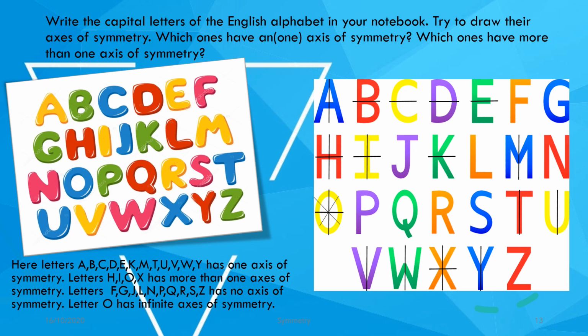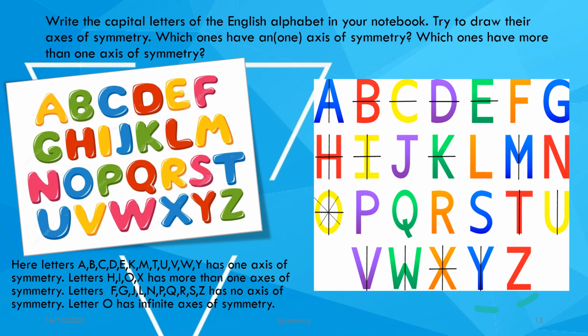axis of symmetry. For example, I'll show you. Suppose I draw an axis like this and I fold it. Will I get it exactly opposite, the same as each other? No, because there is no line over here. So it has no axis of symmetry.